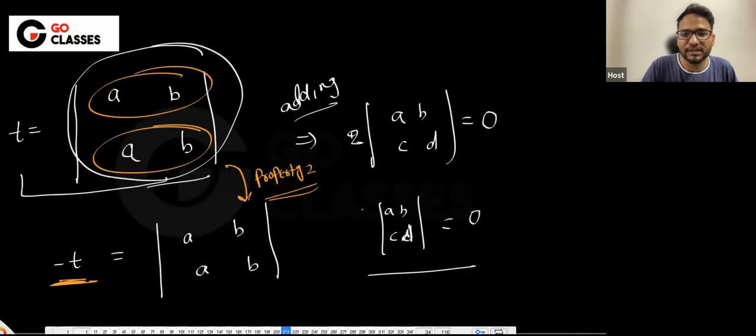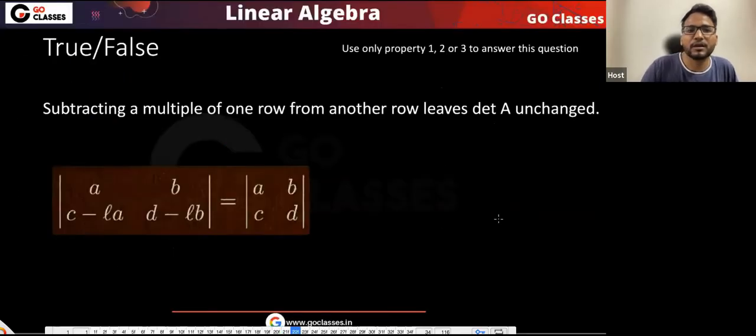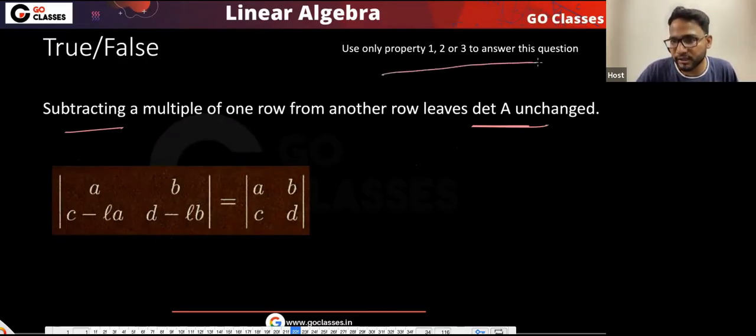So I was saying this. Okay, everyone understood this, right? Okay, tell me whether this is true or false. Now, in this, I'm saying that subtracting a multiple of one row from another row leaves the determinant of A unchanged, which means this determinant and this determinant are the same. You need to use property 1, 2, 3 only. You do not need to use anything else. If this is true, then why? If this is false, then why?